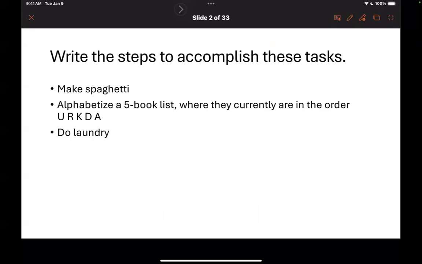The first task is, what do I need to do to make spaghetti? The second task is, what do I need to do to alphabetize a list of 5 books? Currently the first letters of them are in the order URKDA, which is not alphabetized. And then what are the steps to do laundry? Let's put you in groups.